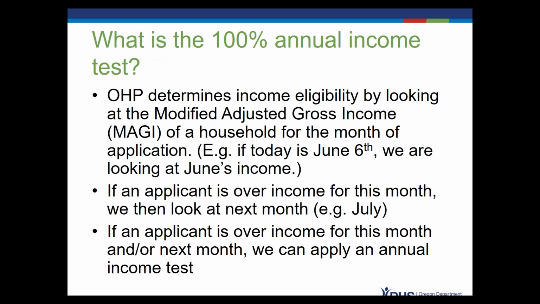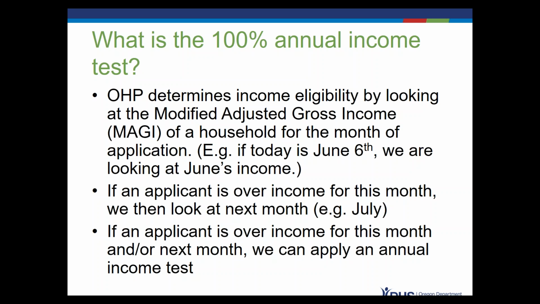Okay, to start off, the 100% annual income test is a test that can be used to calculate eligibility based on income. So the normal way of doing things, sort of that first pass, is OHP will look at the modified adjusted gross income. You'll hear us use the term MAGI of a household, and we're looking for what's happening right now in this month. So the month in which someone applies, when that date of request is. So if today were to be June 6th, we're looking at all of June's income.